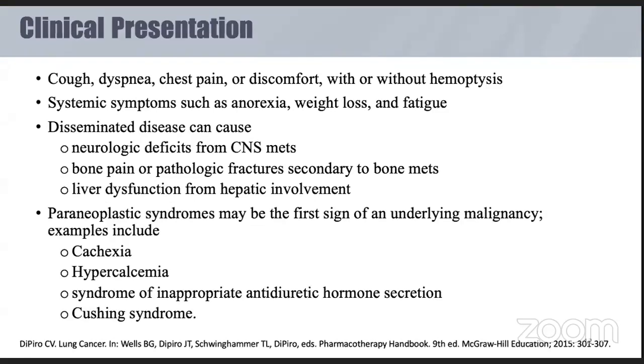Also, a paraneoplastic syndrome may be the first sign of the underlying malignancy. Examples are cachexia, hypercalcemia, which we call hypercalcemia of malignancy, syndrome of inappropriate antidiuretic hormone secretion, and Cushing syndrome. As you might know, we cannot diagnose the patient based on those symptoms because they are not specific. So we need to combine those symptoms with radiological findings and biopsy in order to confirm the diagnosis.